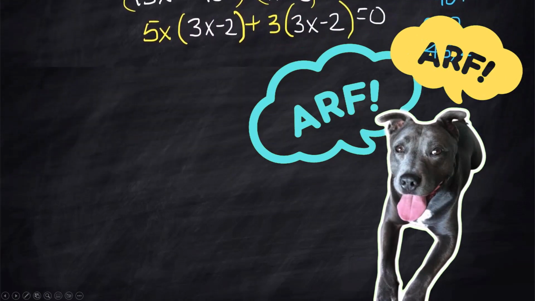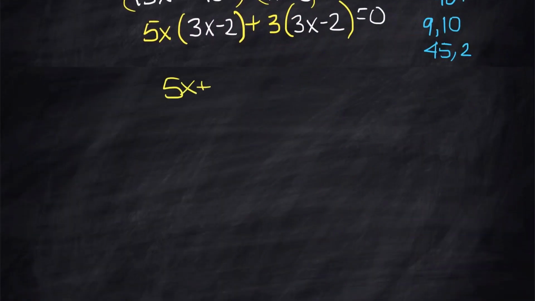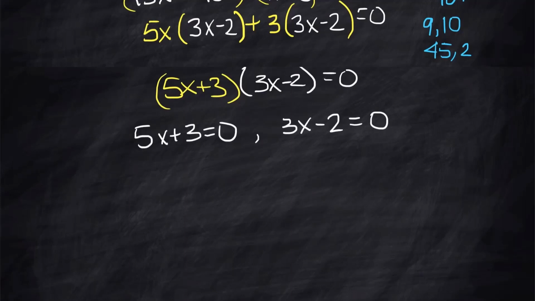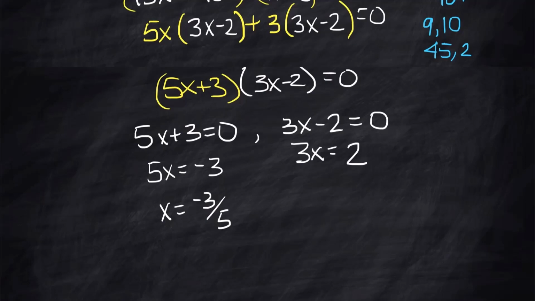Okay, so let's finish this one up. You now have 5x plus 3 times 3x minus 2 equal to 0. That is two factors. One of them is the 0, so we're going to set each one equal to 0 and solve. First one, if I subtract 3 from both sides, we get 5x equals -3. Divide by 5. One of our solutions is x equals -3/5. And the other one, we are going to add 2 to both sides, divide by 3, and the other solution is 2/3.